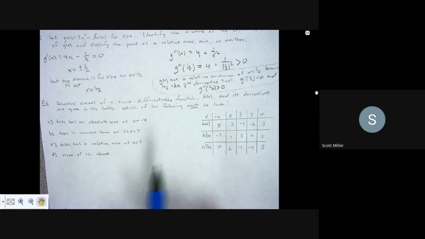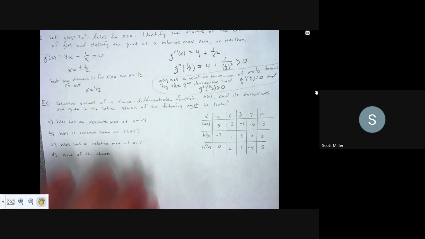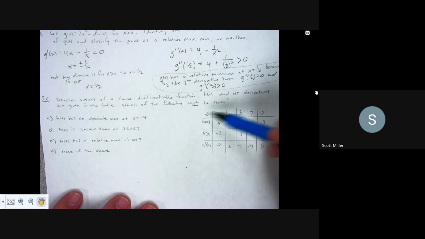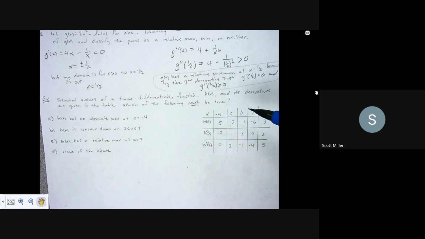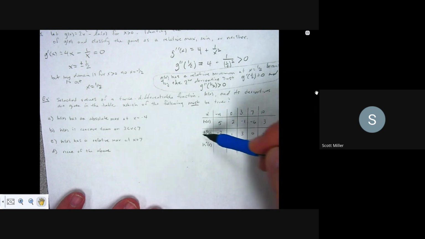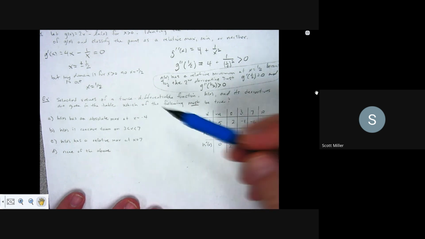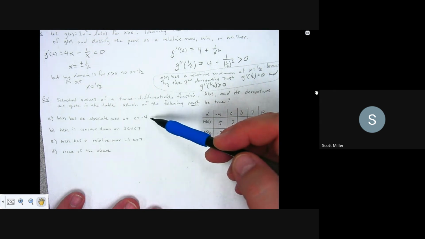So let's look at each one of these cases. h has an absolute maximum at -4. Well, on this interval from -4 to 10, if I only look at that right there, I don't know what's in between. I don't know if these are all the zeros. I don't know that, so I don't have enough information to determine that one.